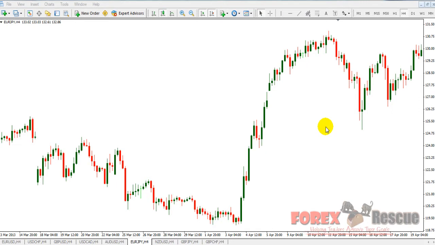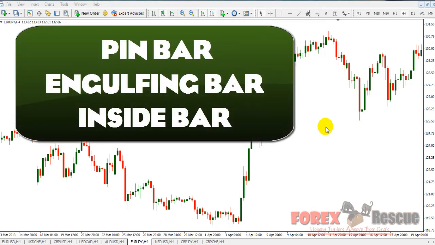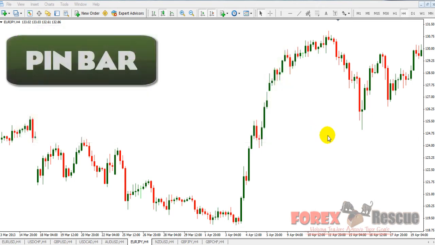Now, let me show you examples of the various candlestick patterns that I discussed. The various candlestick patterns, like I told you, that we are going to make use of are the pin bar, the engulfing bar and the inside bar. Now let us start with the pin bar.